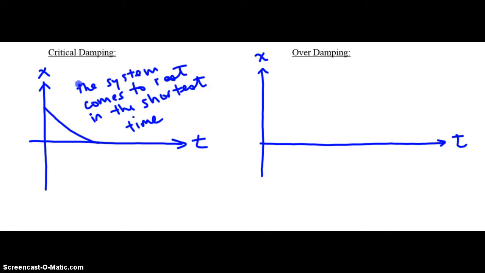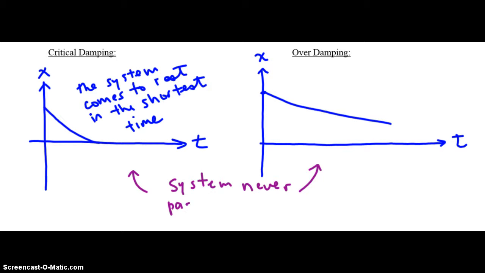On the other hand, there's something called overdamping, where it starts at the maximum displacement, and instead of coming to rest in the shortest time, it comes to rest over a long time, because there's so much friction, so much damping. And in this case, just like in the other example, the system never passes through equilibrium.